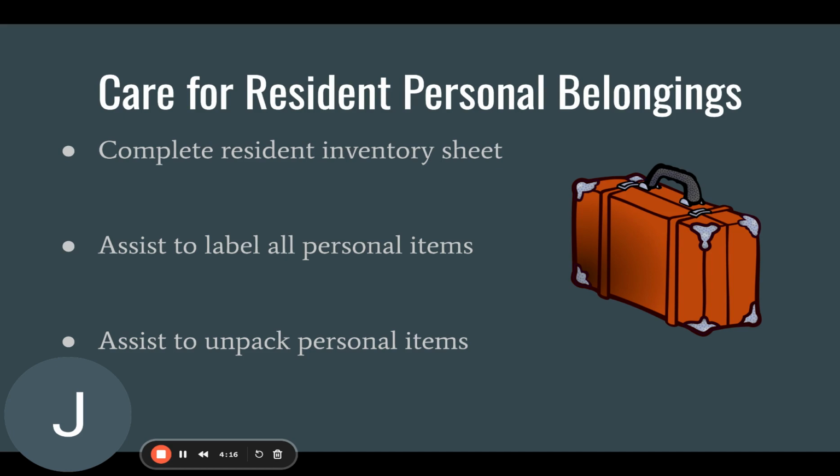Care for resident personal belongings. So you want to complete a resident inventory sheet. When completing that, you describe all resident belongings completely and accurately. You want to help the person label all personal items with their name and date of birth, and also assist the patient in unpacking their personal items.